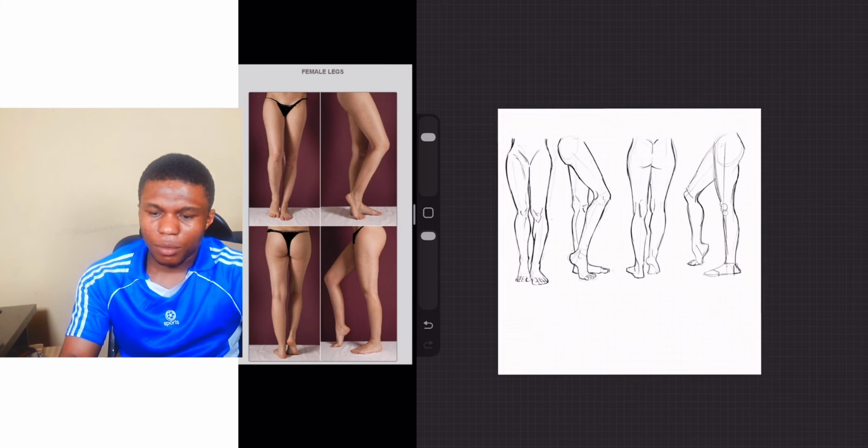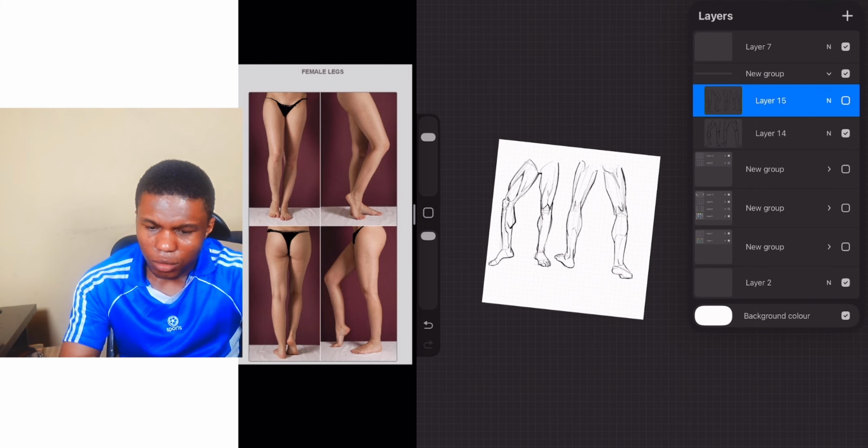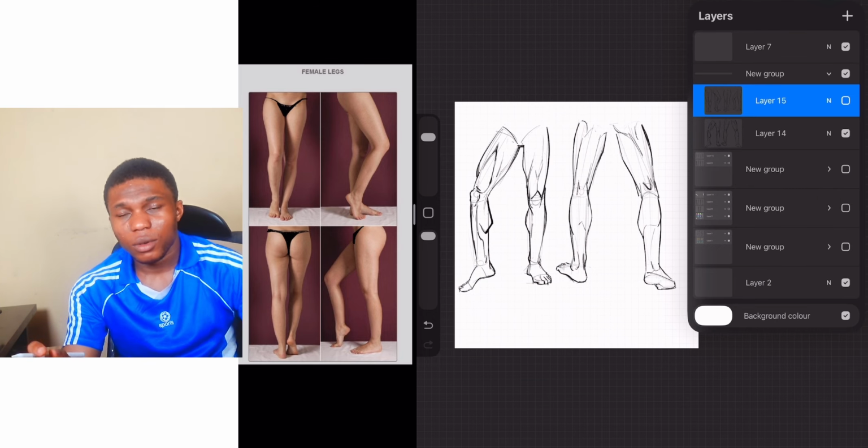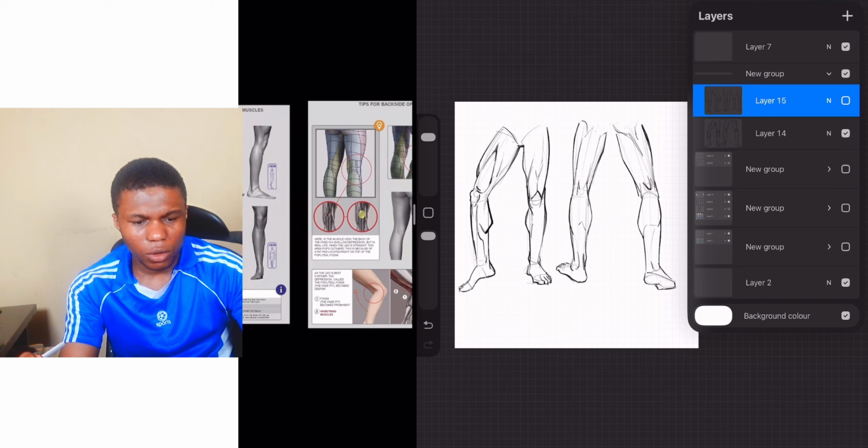I could draw that. Anyways, that's the male and female legs. Simple as that. Practice it. You could pose yourself and practice and draw. Take a picture of yourself and practice and draw.